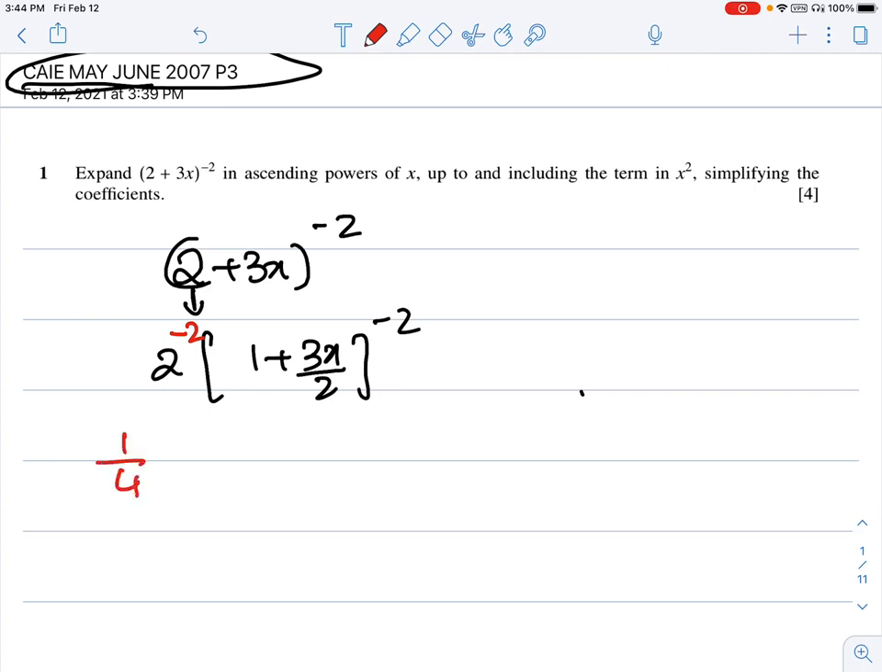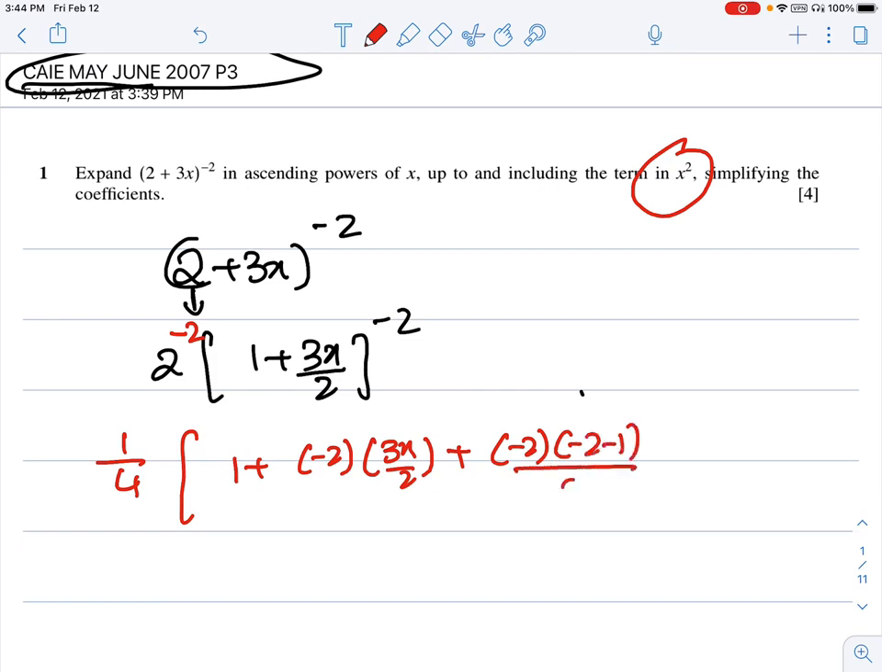So 1 upon 4 times (1 plus nx, n is minus 2, x is 3x upon 2, plus...). It has to go up to x squared, so only two terms: minus 2 times minus 3 by 2 factorial, (3x upon 2) whole square, plus and so on. Okay. Now I can simplify this by using the calculator.